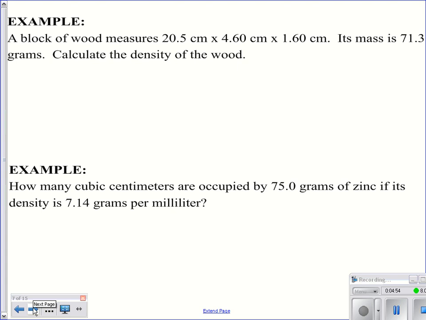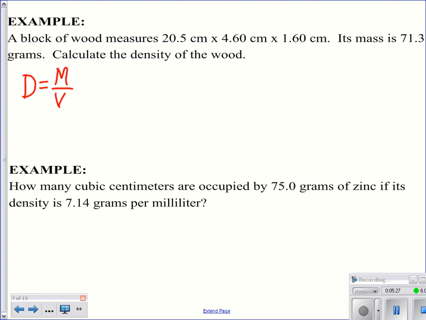What I would really like to see on these is you doing this in dimensional analysis. Now with that said, this first one is really kind of tricky to even do in dimensional analysis. We know that our formula for density is mass divided by volume. And we read through here, and it says, a block of wood measures 2.5 centimeters times 4.6 centimeters times 1.6 centimeters. Its mass is 71.3 grams. Calculate the density of the wood.